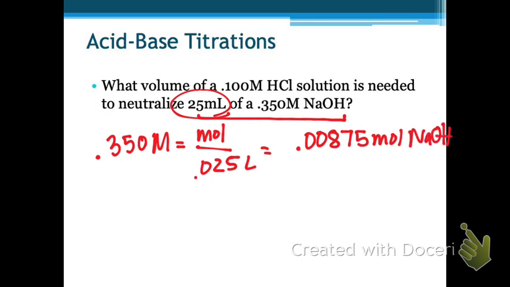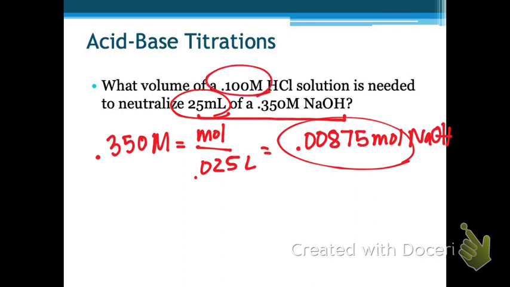Okay, and I came out with 0.00875 moles of NaOH. And so that also means I need that many moles of HCl, right? Because it's 1 to 1, that means I'm going to need that many moles of hydrochloric acid as well.